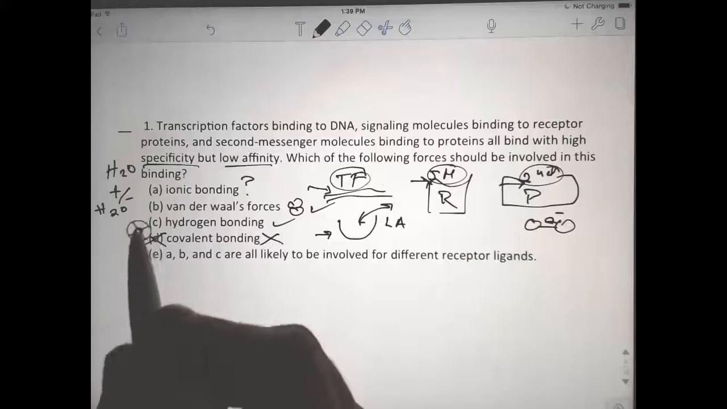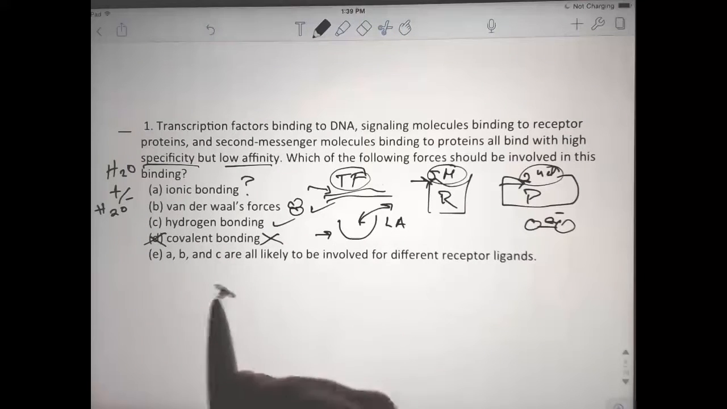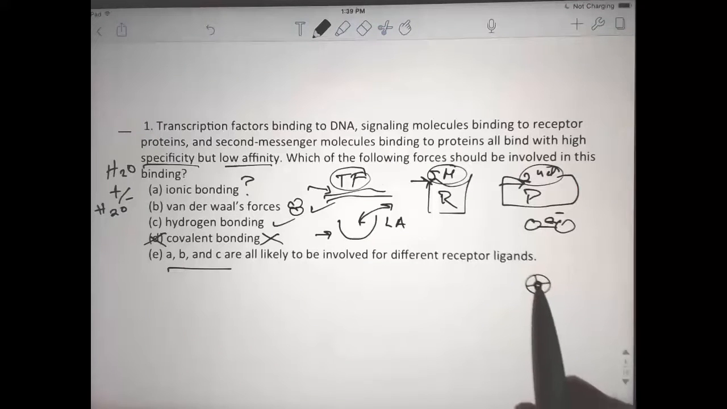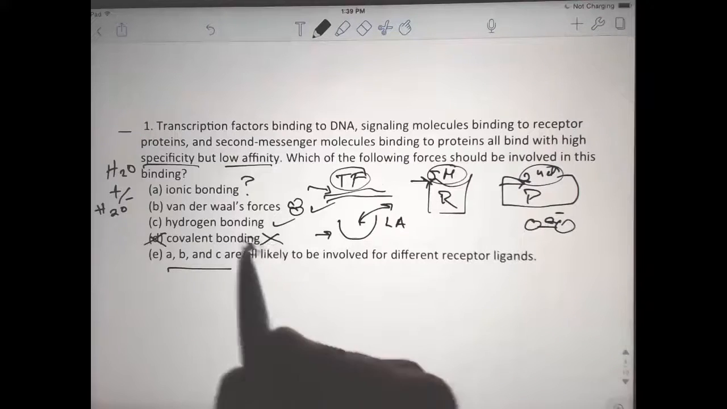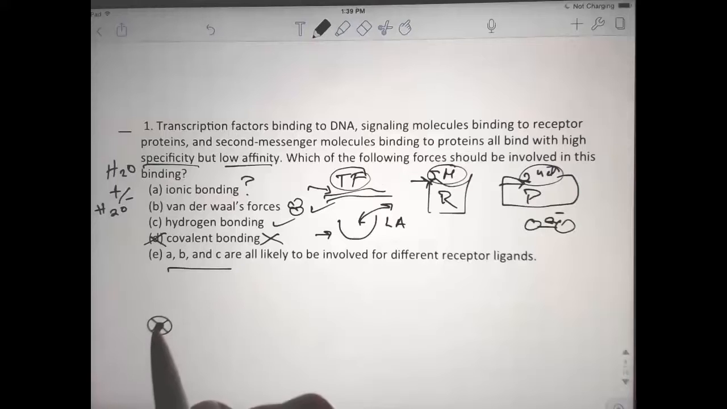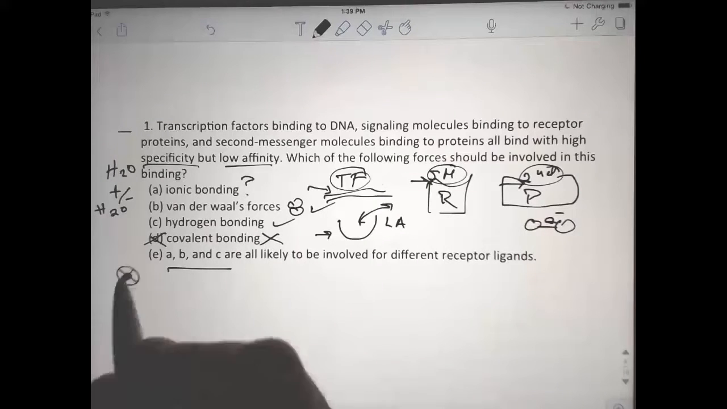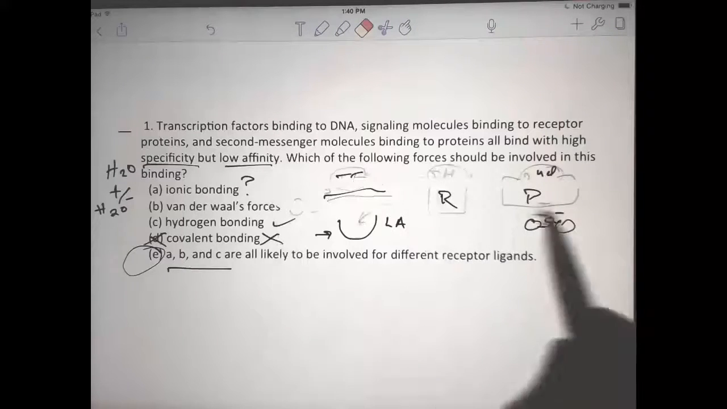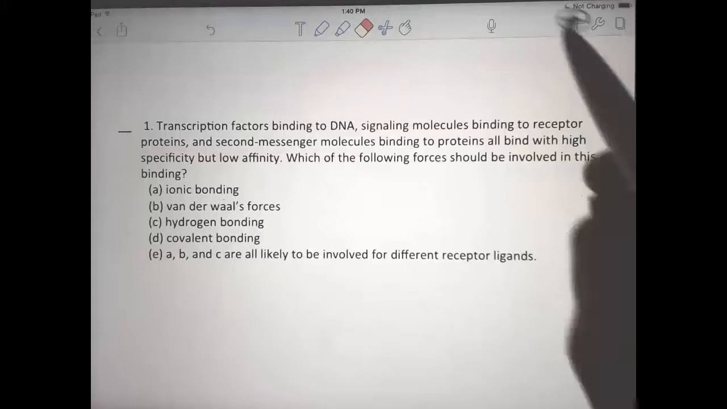So at this point I have 2 possibilities, a third one that's a question mark, and then we're down to A, B, and C are all likely to be involved for different receptor ligands. I'm confident that B and C should be involved. I'm unsure about A, so I'll go with E. Let me do this again. I'm going to erase. You might want to time how long it takes to do it.